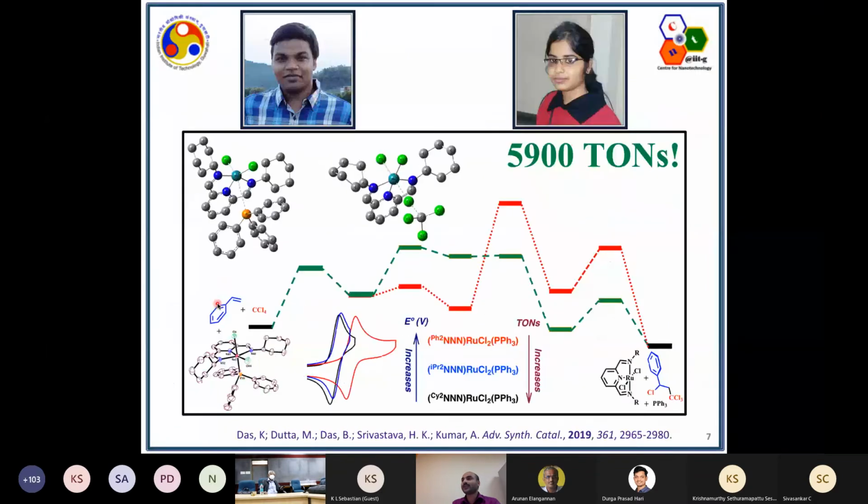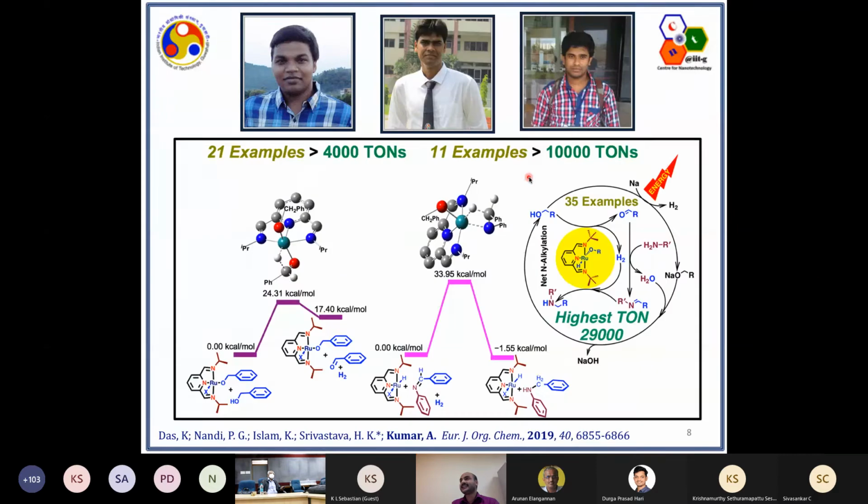That time I had also explained how we had screened the atom transfer radical additions. I'm not going to explain in detail, but this was one of the first reports where we got about 5,900 turnovers in the atom transfer radical addition of styrene to carbon tetrachloride. This we had even extrapolated to the N-alkylation reaction, wherein starting from the alcohol, we had generated the requisite base in situ, and then used it for N-alkylation, which again I had discussed in my talk in IPC the last time.